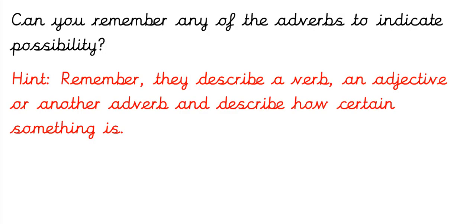So, to start off with, can you remember any of the adverbs that indicate possibility? Can you remember any of them? So, remember, an adverb describes a verb, an adjective, or another adverb, and then these adverbs describe how certain something is. So, just have a think for a few seconds. Can you remember any of them?